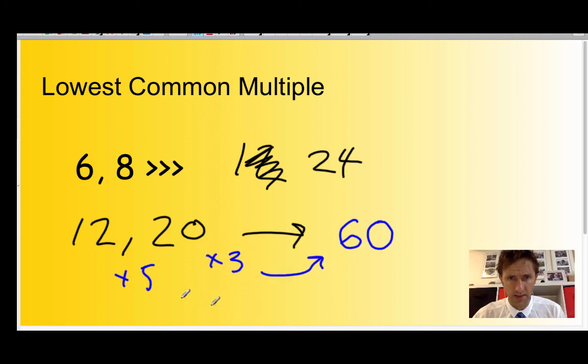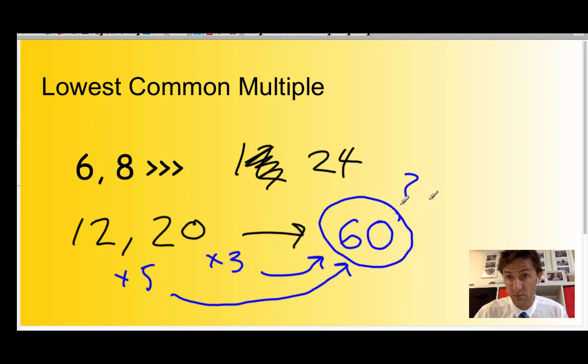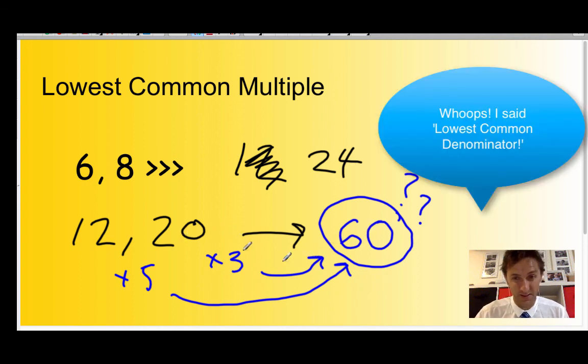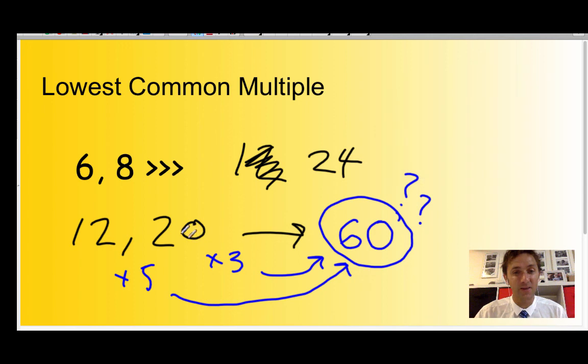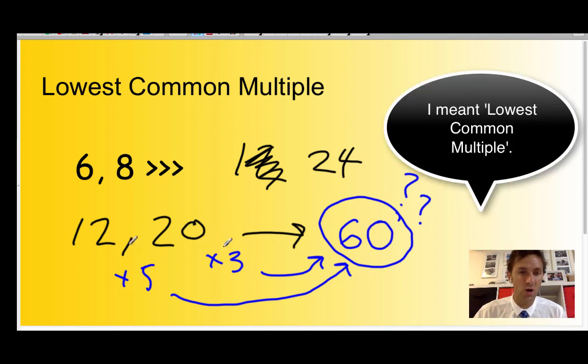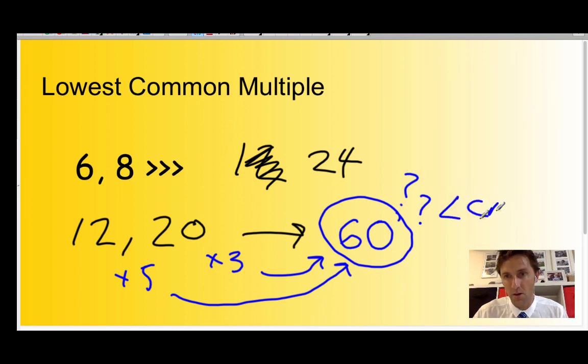Can you think of another number that 12 and 20 go into that is less than 60? Can you possibly think of one? Because I can't. Okay, I think that 60 is indeed the lowest common multiple. I mean, 2 times 20 would be 40, wouldn't it? And 12 doesn't go into 40. So 20 goes into 60 3 times, 12 goes into 60 5 times. I think that 60 is your lowest common multiple.